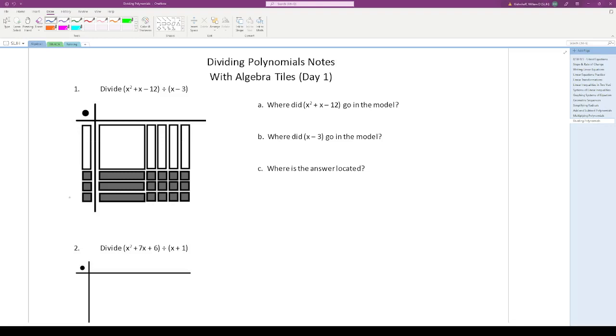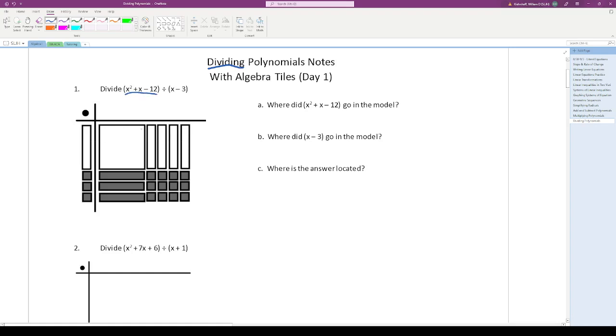Our topic today is going to be dividing polynomials. So we've been working with other operations: adding, subtracting, multiplying. Now we're going to get a little more complex with these and work on doing the opposite of multiplying. In our previous problems, we had two binomials, or a binomial and a trinomial. We multiplied them together to make a trinomial. So here we're going to reverse the process.